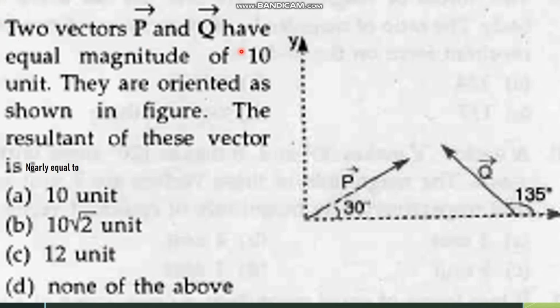It's given that two vectors P and Q have equal magnitude of 10 units. They are oriented as shown in the figure. The resultant of these vectors is nearly equal to one of the options. Let's see how to proceed with this question. Options are 10 unit, 10 root 2 unit, 12 unit, and none of the above. Since it is given nearly equal to, the answer will be some nearby value. If it was not told that it was nearly equal to, the answer would have been D. But since it is given nearly equal to, the answer is something else.